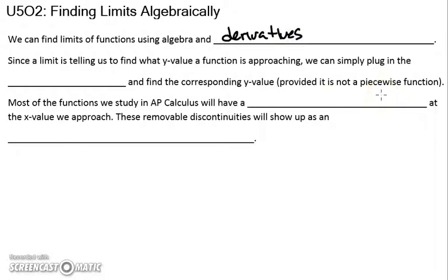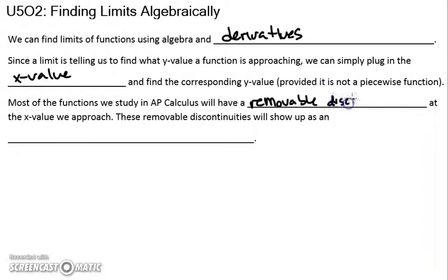But in this one we're going to learn to use algebra and derivatives to find our limits. Since the limit's just telling us what y value we're approaching, sometimes if it's just a normal, nice function, we can just plug in the x value that we're approaching. And if there's no holes or anything, not a piecewise function, generally speaking, we're just going to get our answer out. Now, AP's not going to give us anything that easy, but it's a good start, because most of the ones that AP is going to give us are going to have a removable discontinuity at that x value.